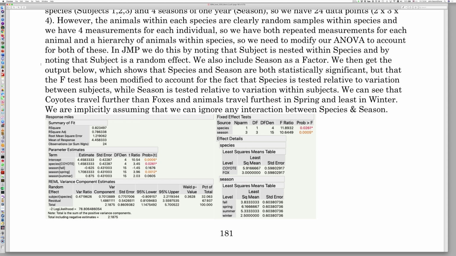Okay? And you'll see we've got the fixed effect test for species and season up there on the top right hand side, showing that these are both significant. Okay, so in this particular case, we're implicitly assuming we can ignore any interaction between species and season. I haven't included that in the model.